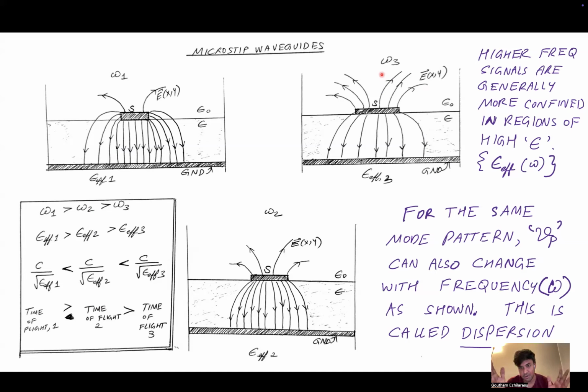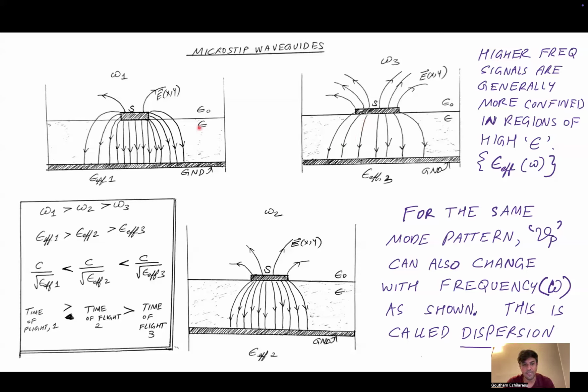But even for a single mode, you see that as the frequency changes, the field distribution in the cross section is changing. At a higher frequency, more of the electric field is confined within the medium of higher dielectric constant, because it has a much higher capacitance. As you reduce the frequency, the field distribution gets more uniformly distributed between the medium of dielectric constant epsilon and epsilon naught.